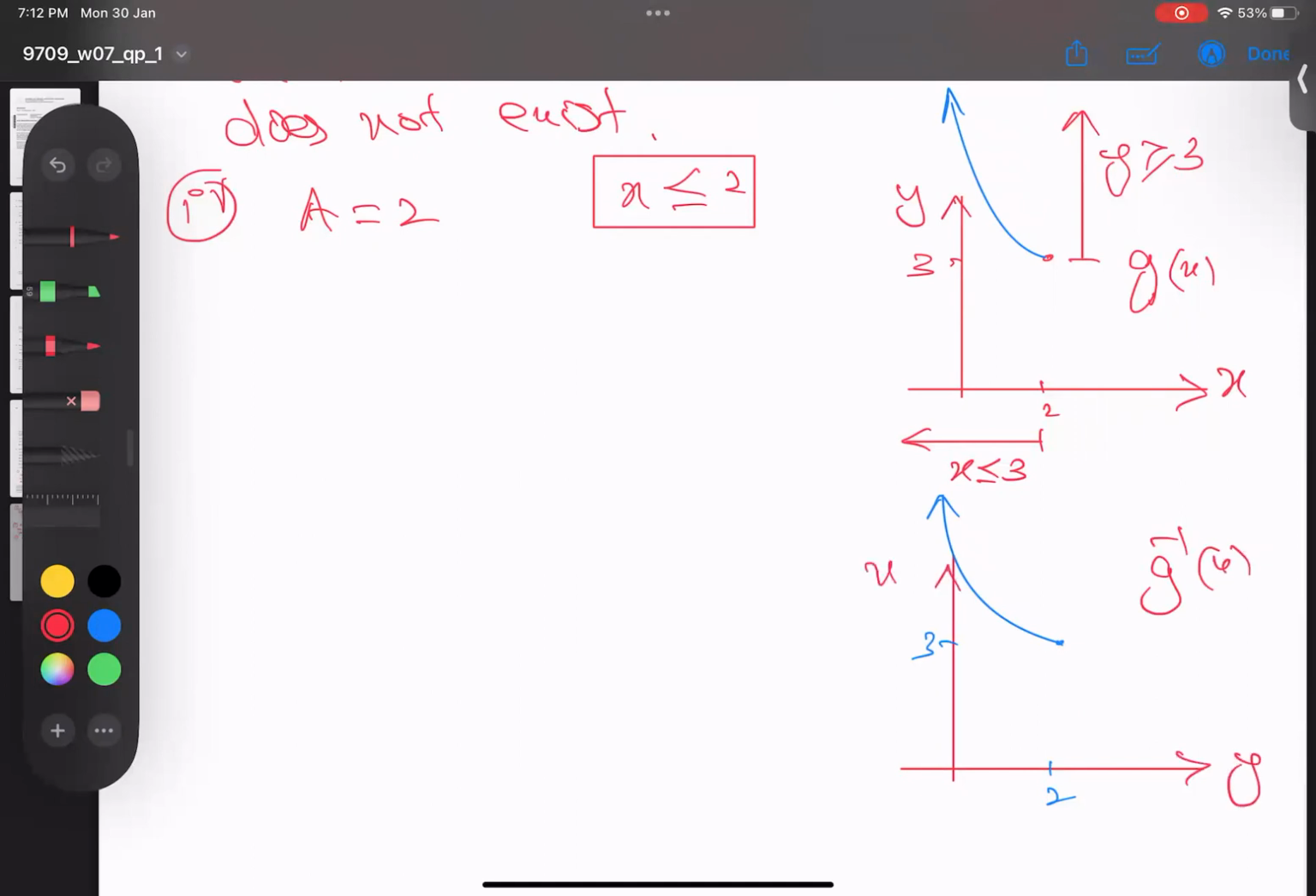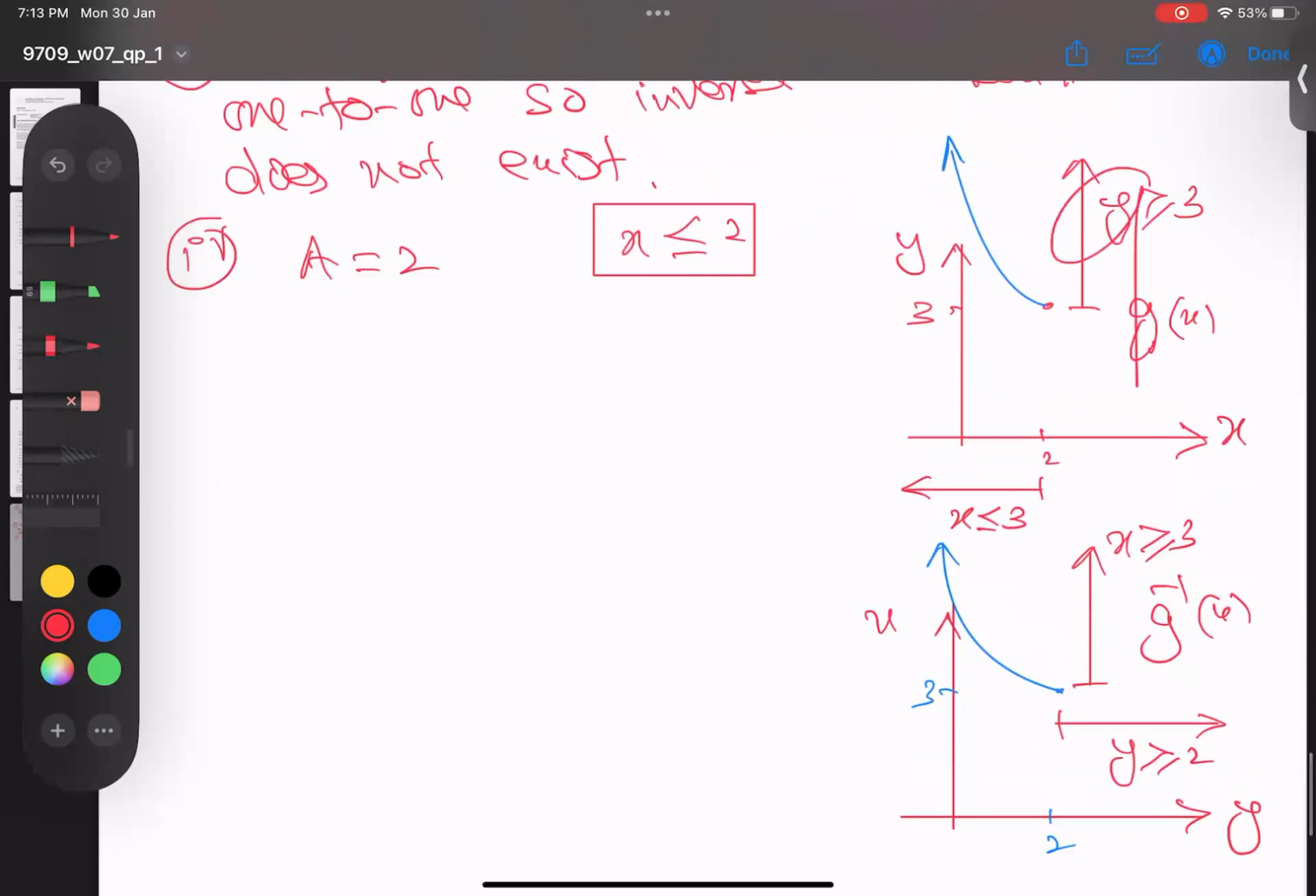Y-axis means this is called the range. Y is bigger than or equal to 2. And what is this called? Domain. This is called the domain now. X is bigger than or equal to 3. So x becomes y and y becomes x. This is called inverse conditions.